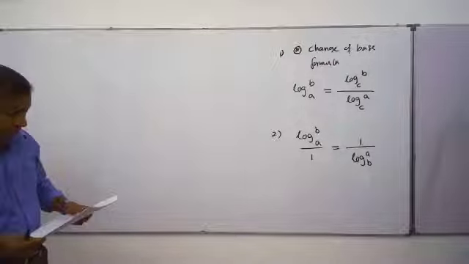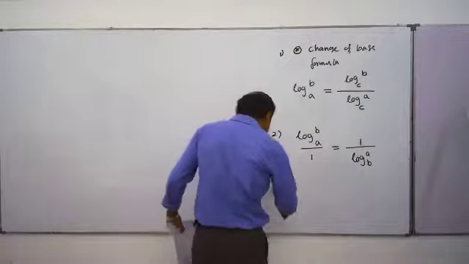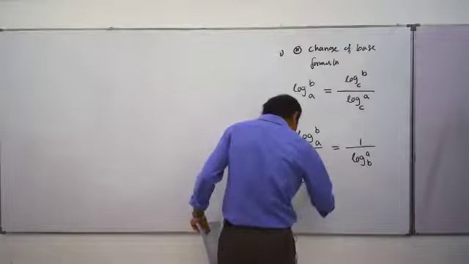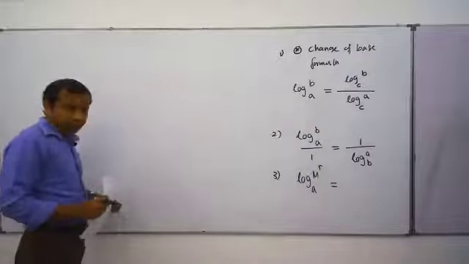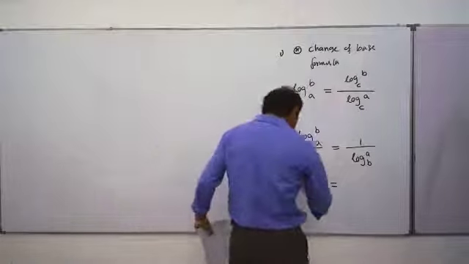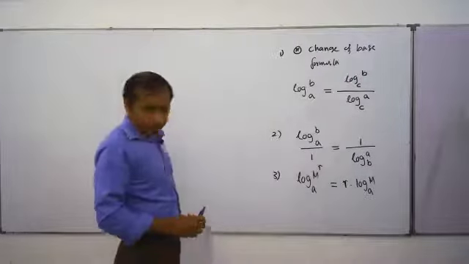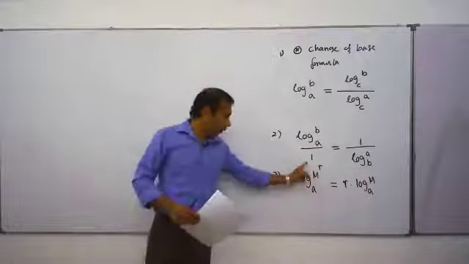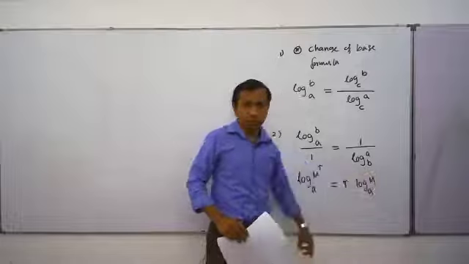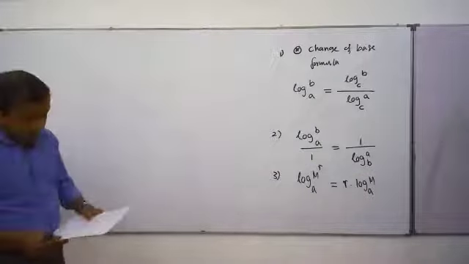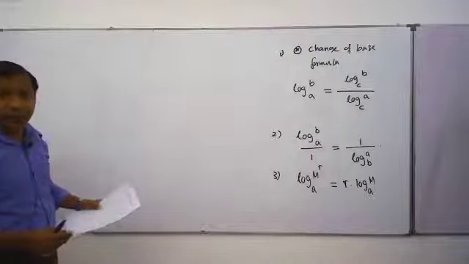Next, number 3: the logarithm of m to the power r to the base a. This power r you can take before, like this: r log m to the base a. Conversely, this coefficient of log you can take as the power of m. Most of the time, these are the important ones we use in getting the answers.